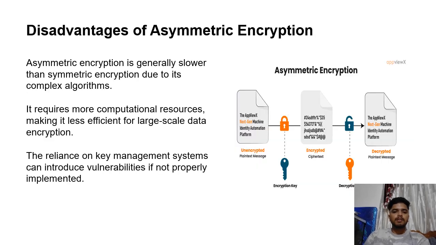The disadvantages of asymmetric encryption. Asymmetric encryption is generally slower than symmetric encryption due to its complex algorithms. It requires more computational resources, making it less efficient for large-scale data encryption. The reliance on key management systems can introduce vulnerabilities if not properly implemented. Another diagram of asymmetric encryption is shown here.